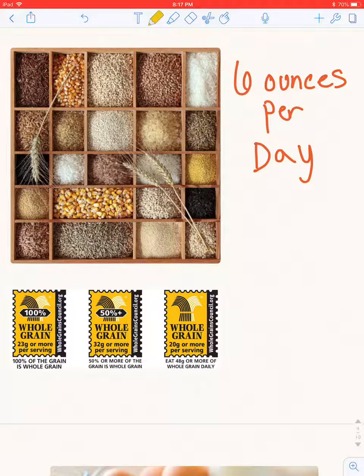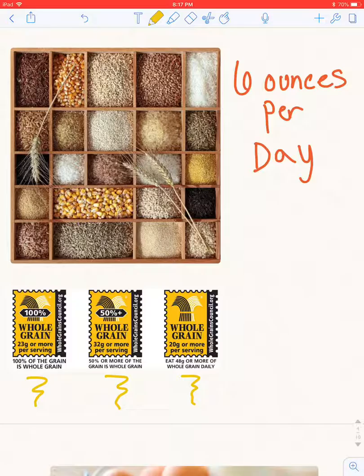The next component of MyPlate is going to focus on your grain intake. You should be consuming 6 ounces of grain a day with a goal to make at least half of those consumed, which is roughly 3 ounces, whole grains. Whole grains can be easily identified by reading nutrition fact labels and ingredients lists. Many products have also begun to include a whole grain stamp on their packaging to make it easier to identify whole grain products.